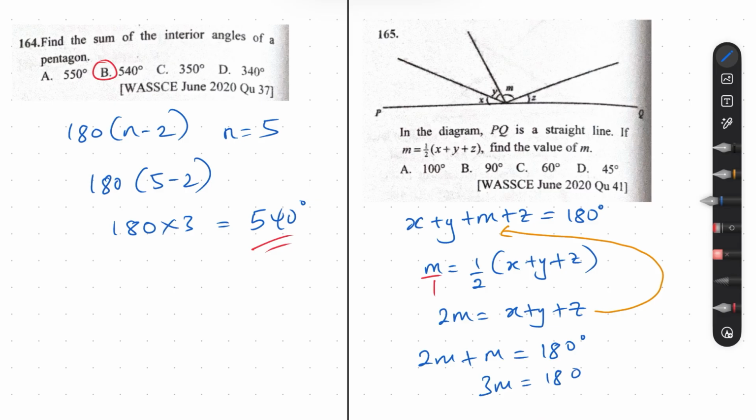Let's divide both sides by 3. What do we have? 3 cancels out, so we have m equal to 60. Okay, so our answer is 60, which is C.